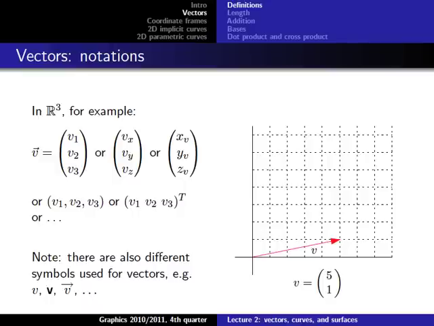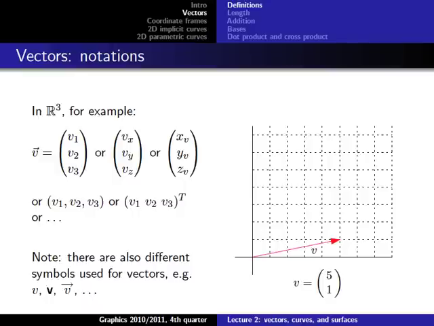We could also write them in a line with commas to save some space, which is sometimes more convenient. If we write them without commas, we have to add a T here. The T stands for transposed. So this is just the notation, just to let you know that depending on where you look, in the book, in other books, or in the practicals, you will see different notations, but they usually mean the same.